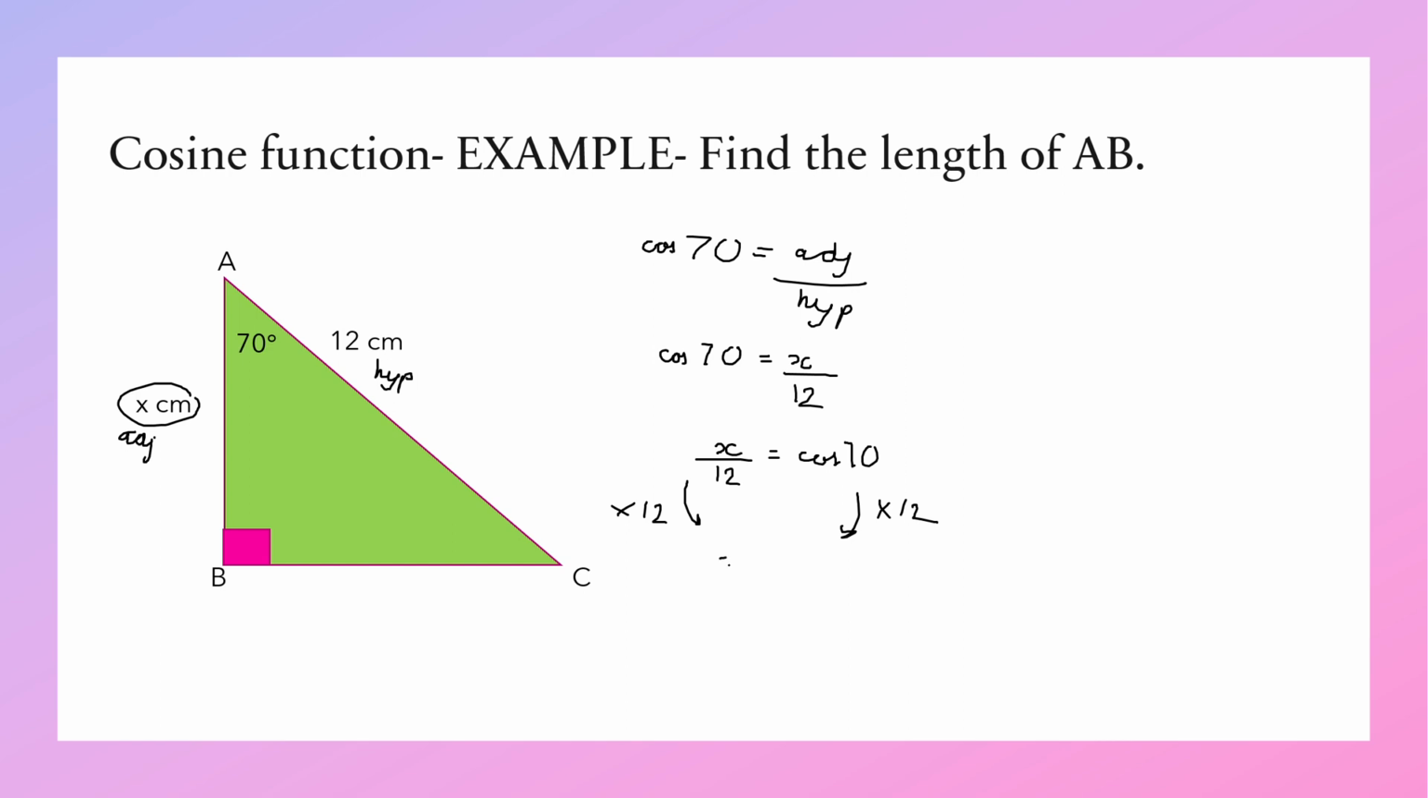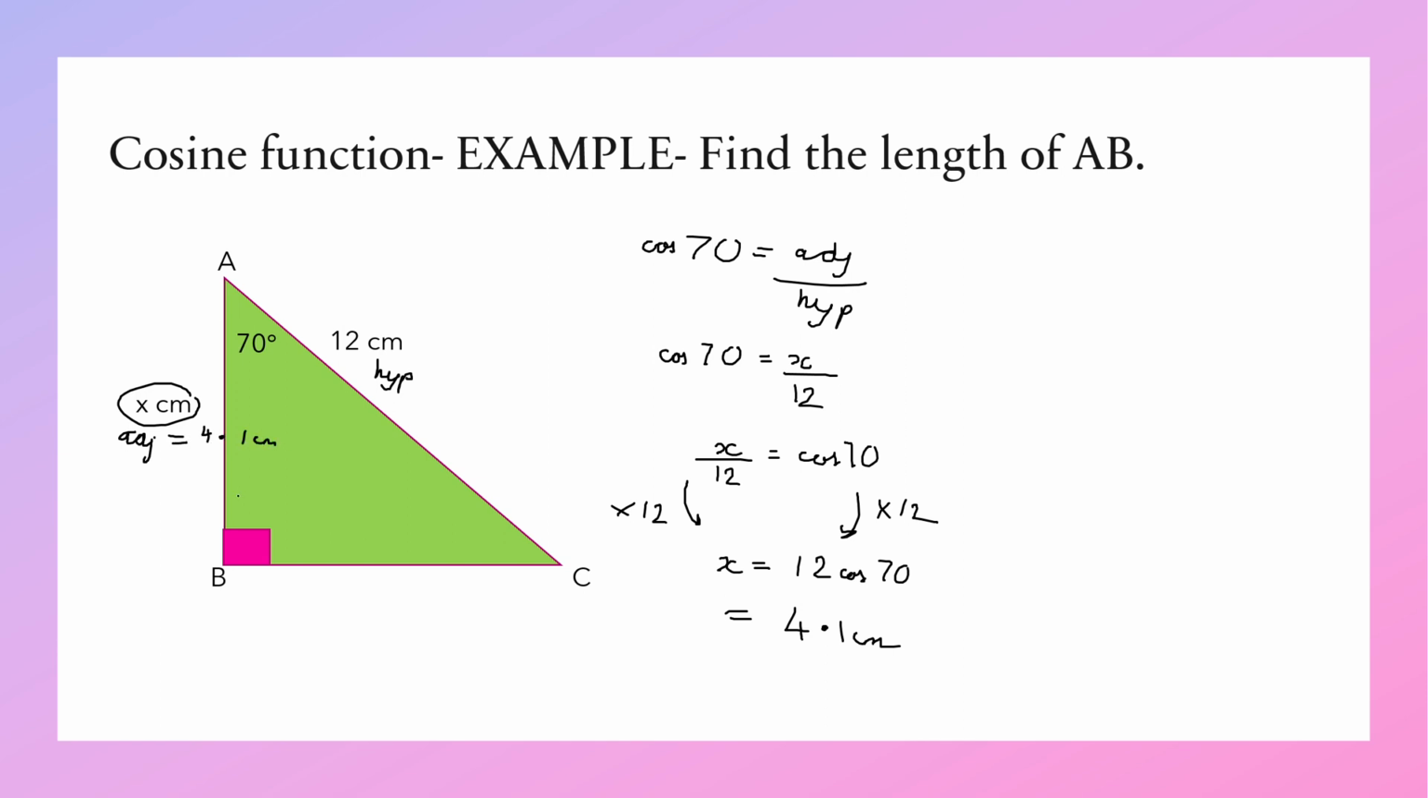And we get x is equal to 12 cos 70. And what does that give us? Well, I'm going to type it into my calculator and see what I get. 12 cos 70, I'm going to get 4.1. So that, again, seems reasonable because it's less than 12.